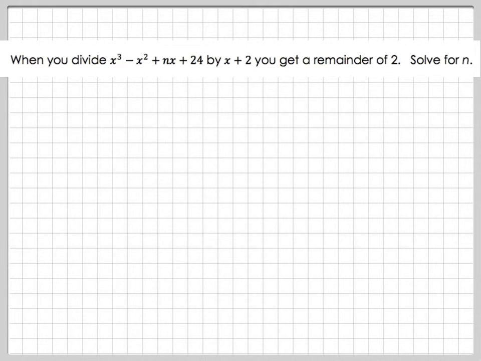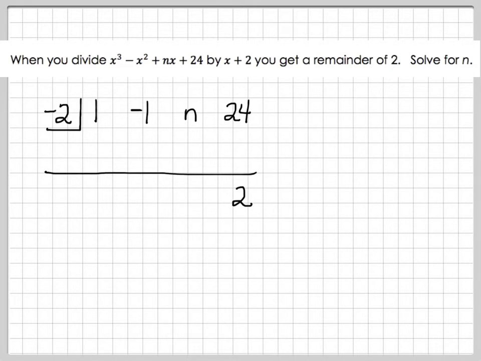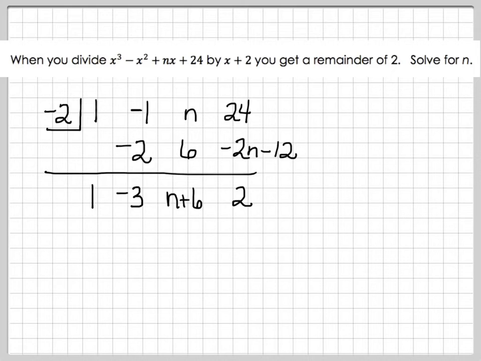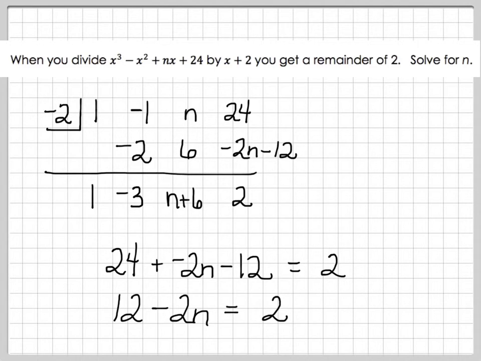So here you go. You need to set up the shell, so we know we're going to divide synthetically. And we also know that when you divide synthetically, you drop down the 1, multiply, add, multiply, add, multiply again, and you're going to get an equation. But you can still solve this like you're solving an equation: 24 plus negative 2n minus 12 is equal to 2. Combine the 24 and the negative 12, and then solve it. The answer is 5.